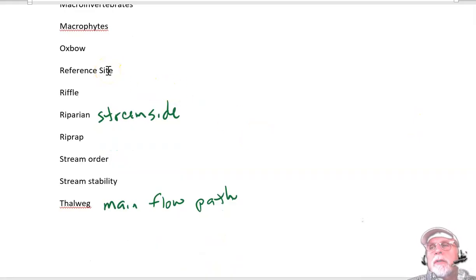A reference site is, if you can't find that, a site that is pretty close to natural for the stream we're looking at, or one that's very similar. So we can look at the reference site, and if we're trying to restore a stream, say, hey, let's try to make it look like that reference site.